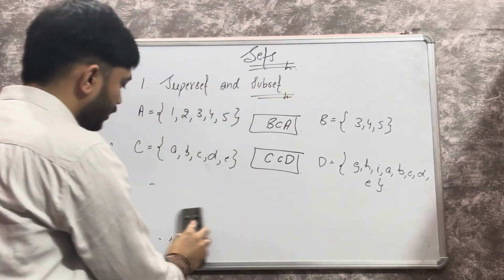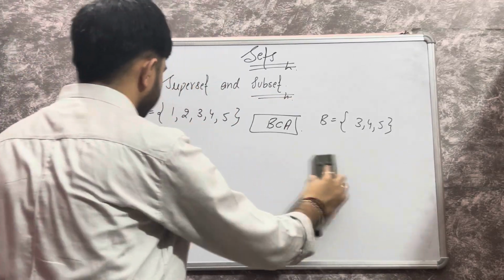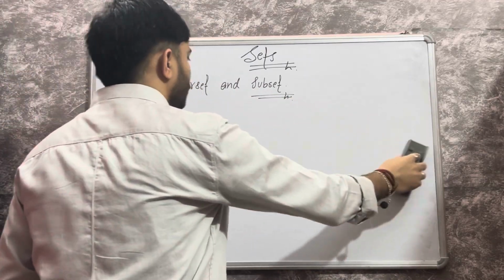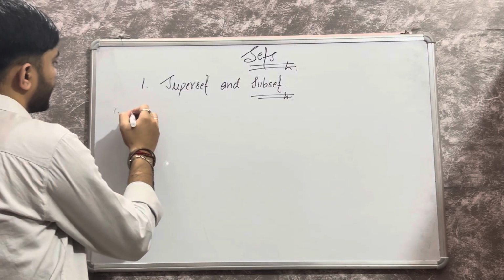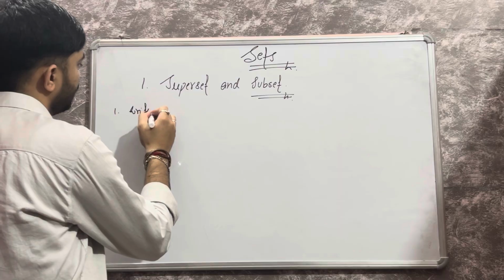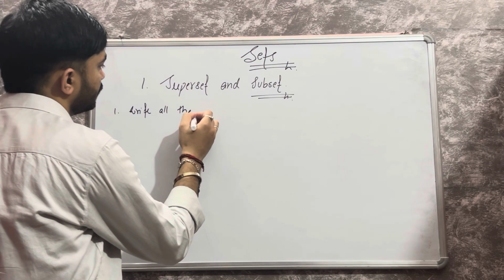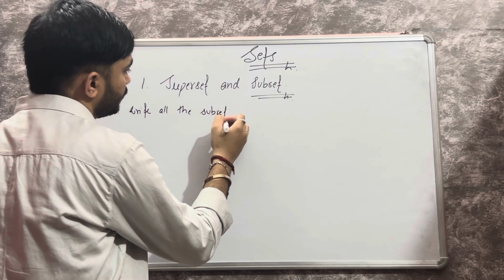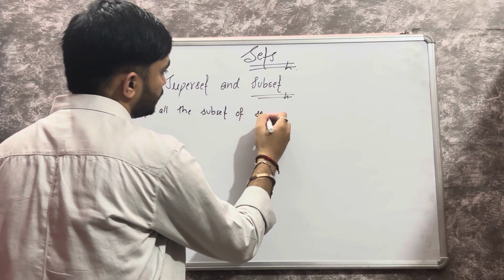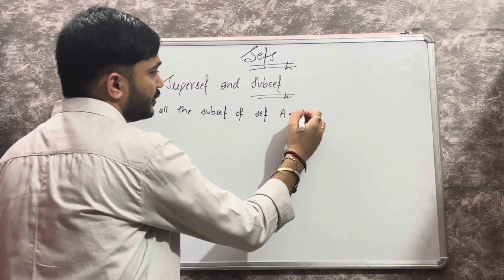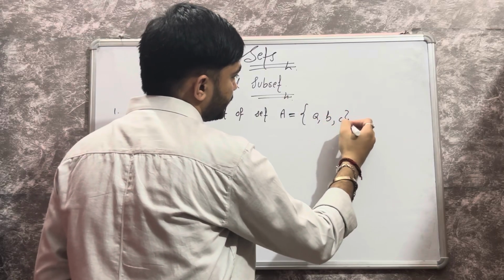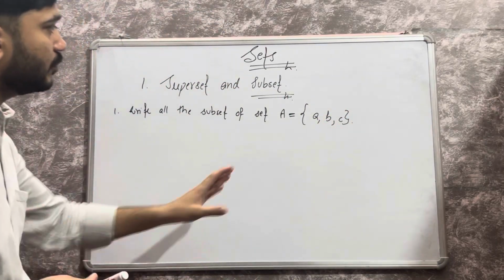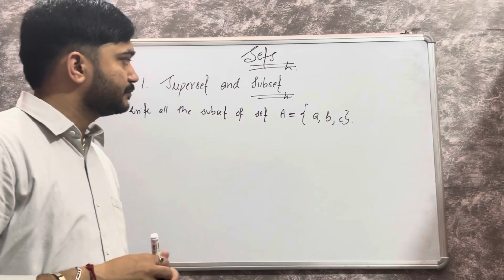Let us move forward now. There is one more question on this topic: write all the subsets of set A equal to {A, B, C}. Now you have to write all the subsets of this.